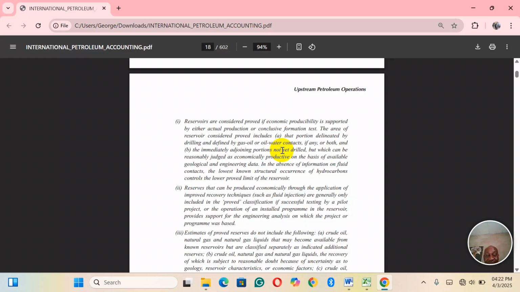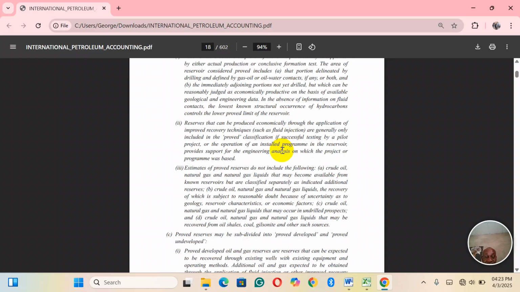Then two, reserves that can be produced economically through the application of improved recovery techniques, such as fluid injection, are generally only included in the proved classification after successful testing by a pilot project or the operation of an installed program in the reservoir, which then also provide support for the engineering analysis on which the project or program was based.